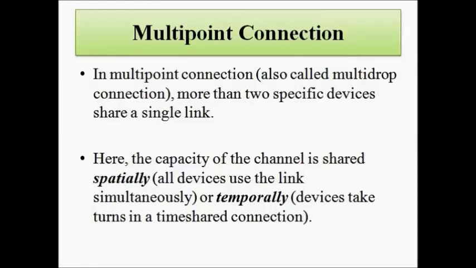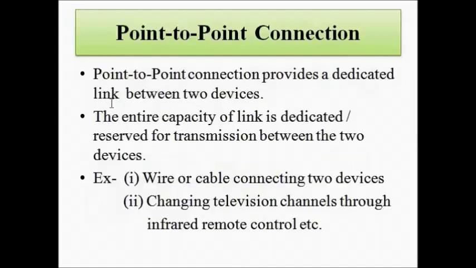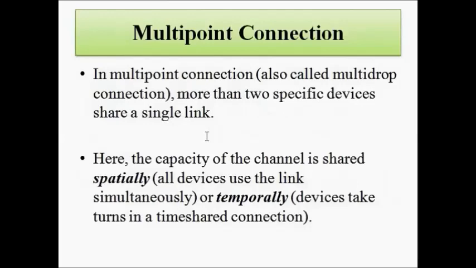the network capacity, the link capacity, the channel capacity is shared between the multiple devices. In a point-to-point connection, only two devices are connected between a link, and the entire capacity of the link is reserved for communication between only those two devices. But in a multi-point connection, the capacity of the link is shared. It can either be shared simultaneously, which is called spatial connection, or temporarily.